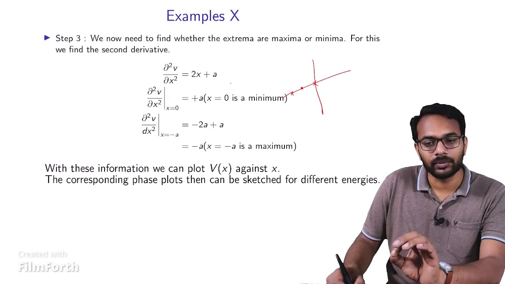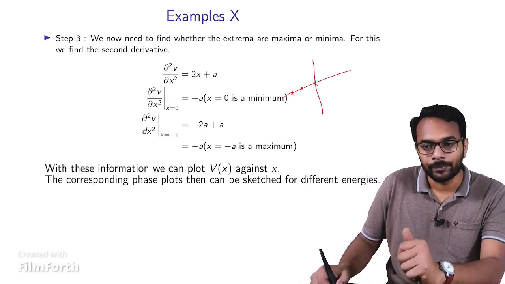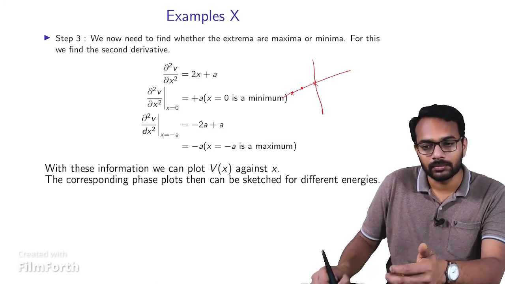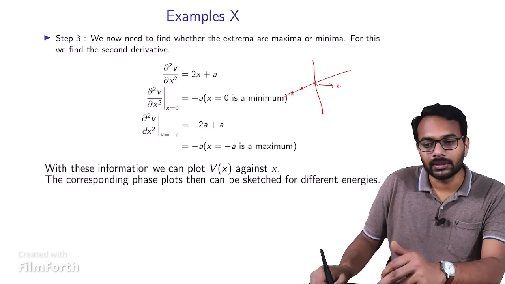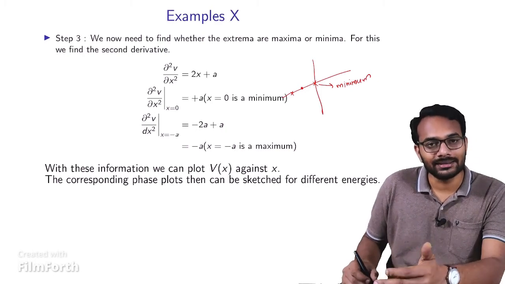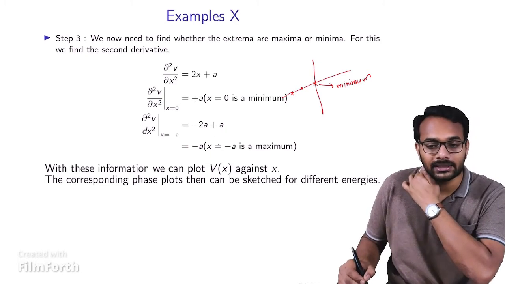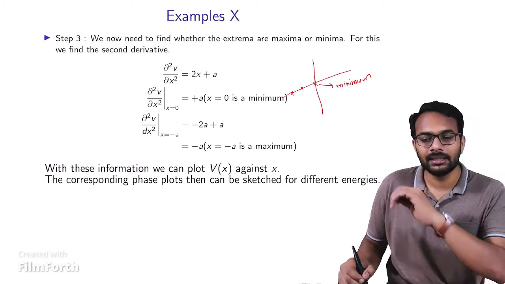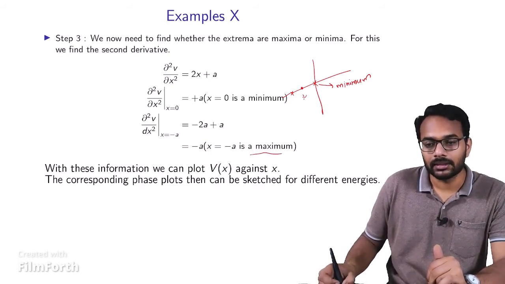The one extremum point was x equal to 0. You take 2x plus a at x equal to 0. You see that it's positive, so it's a minimum. This point is a minimum. Similarly, at x equal to minus a, which is another extremum point and which I have marked here, it's a maximum. At x equal to minus a, this is a maximum. So we know that we have got a maximum here.